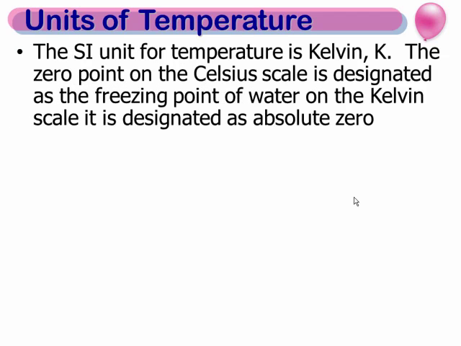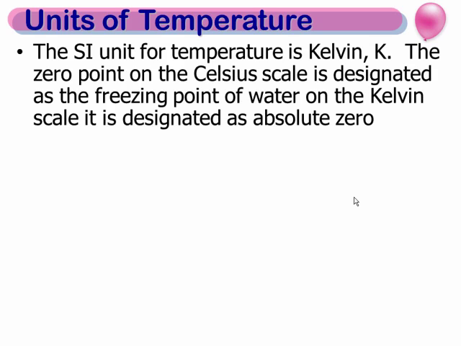The SI unit for temperature is really Kelvin. It has a symbol K, so there's no degree sign, it's just the K. The 0 point on the Celsius scale is designated as the freezing point of water. On the Kelvin scale, the 0 point is known as absolute zero. And it's important to note that 0 on Celsius and 0 on Kelvin are not the same temperature.